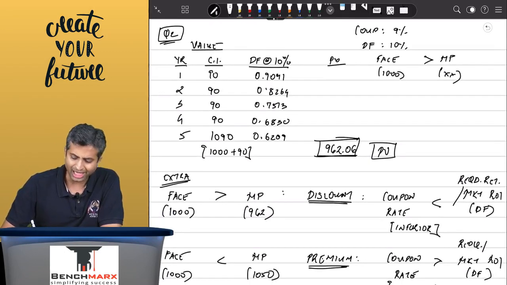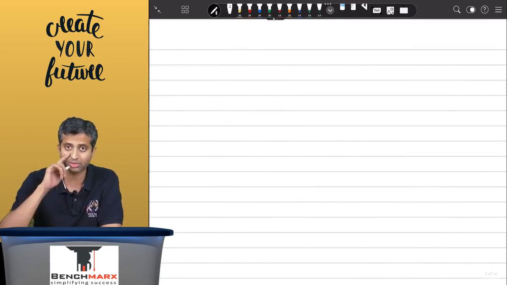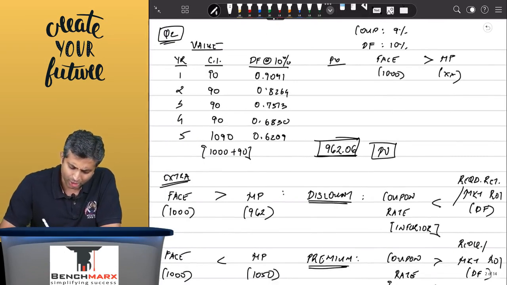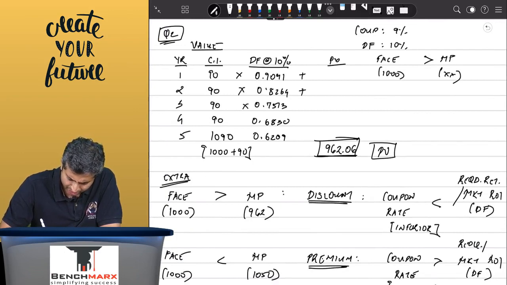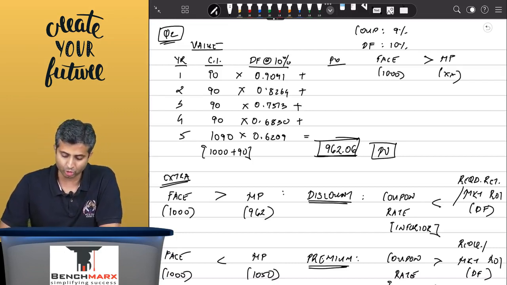However, from a calculation perspective, can I do this slightly faster? Is it possible for us to do this slightly faster? What am I doing actually? I'm doing 90 into 0.9091, whatever number you get, plus 90 into 0.8264, whatever number you get, plus, and you are doing this again and again. And then whatever number you get after adding all of these is coming to 962.